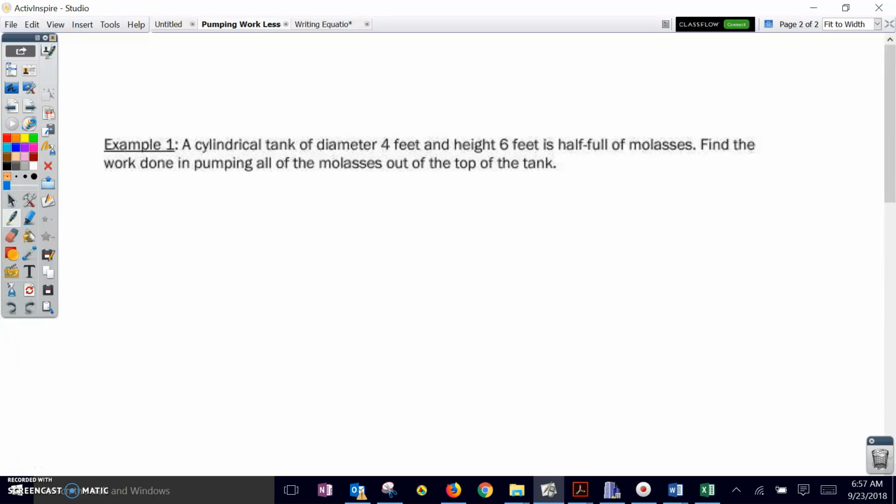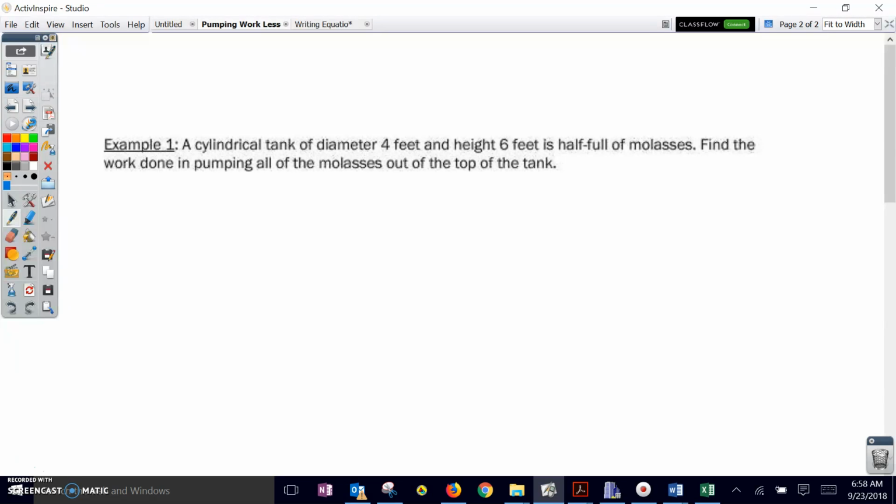Alright everybody, welcome back. In this video we're going to look at some applications of integration. Specifically we're going to look at pumping work, the amount of work that it takes to pump a liquid out of a container. And if you read through the first page of this material, you saw the basic idea for setup, and you also saw a list of weight densities that we need to have.